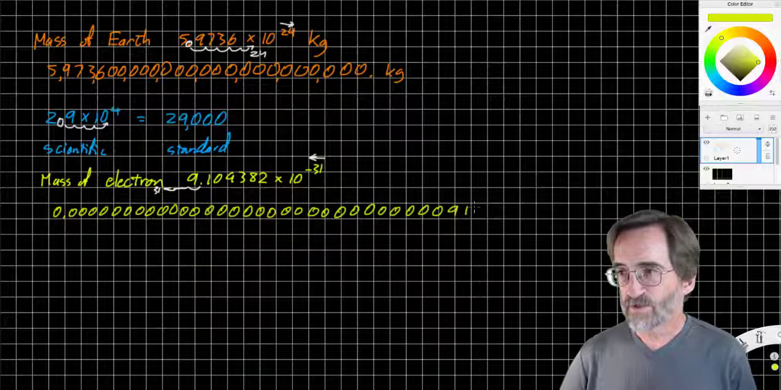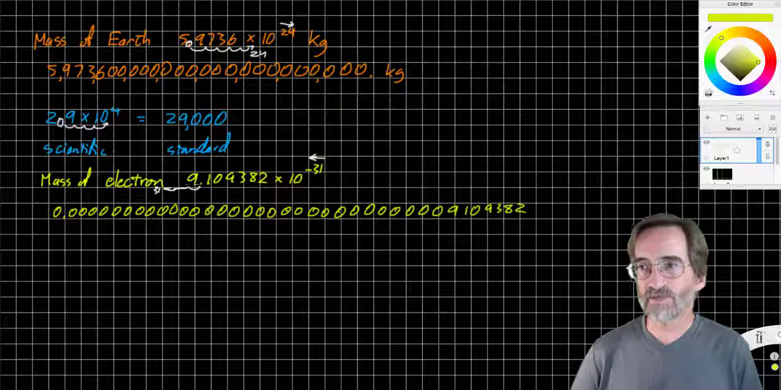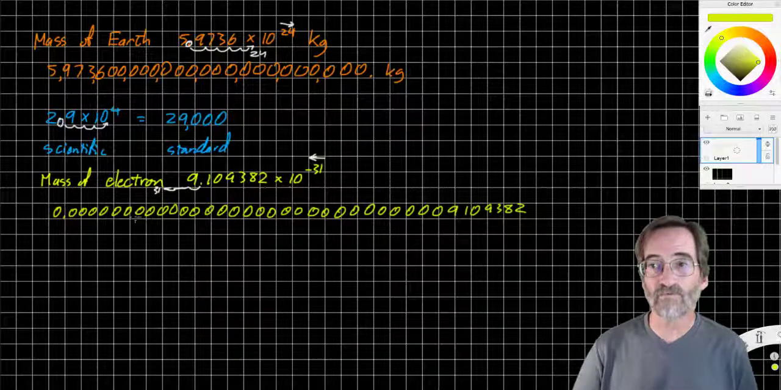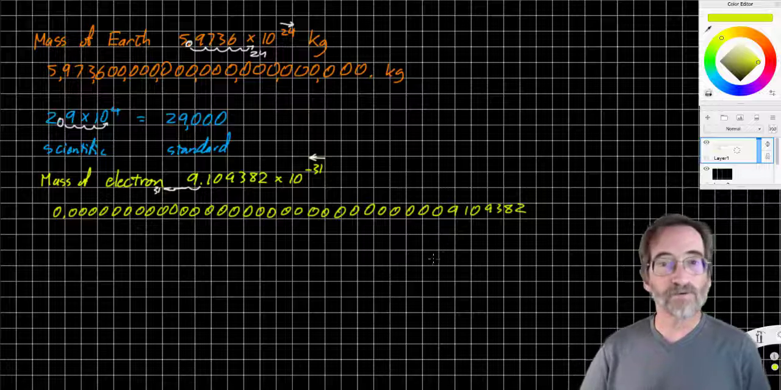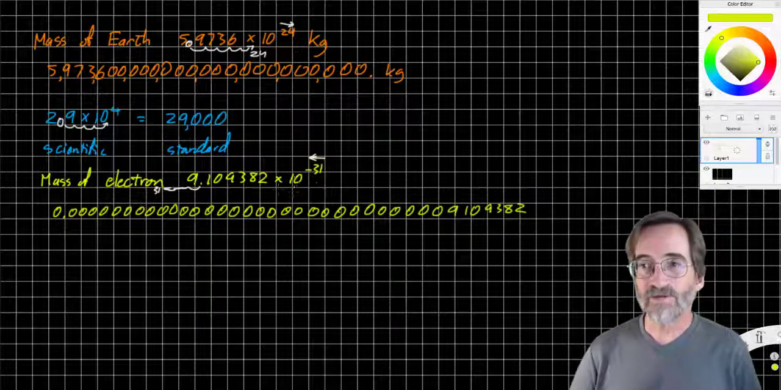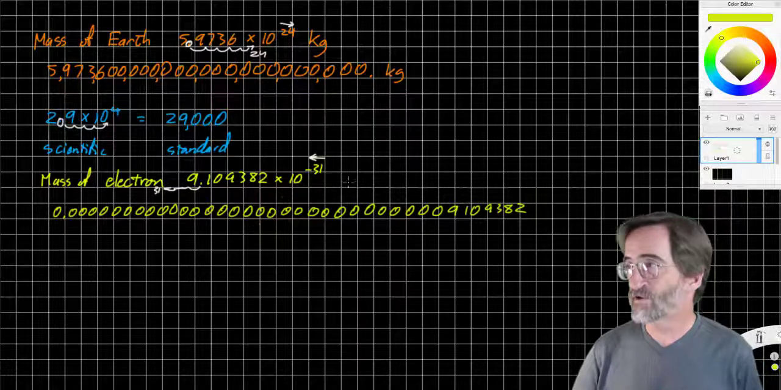Okay, 109382. Okay, which would you rather have to write? The first, in scientific notation, 9.109382 times 10 to the negative 31st, or all those zeros? Okay, so it's definitely easier to write the mass of an electron in scientific notation.